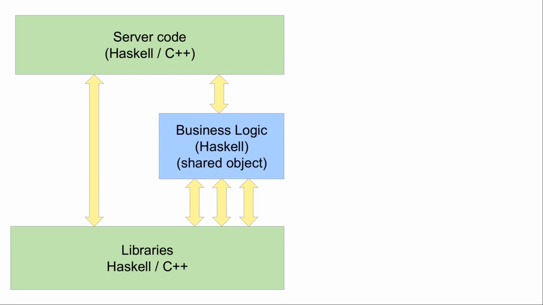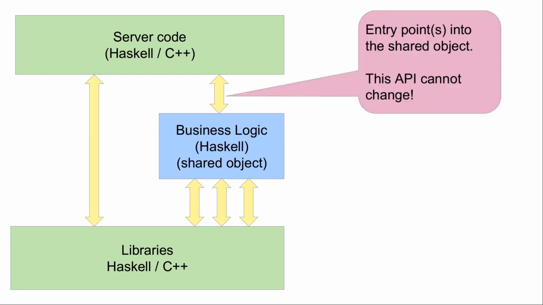Well, so we've got a couple of APIs that we have to worry about here. The first API is at the top. This API is used by the server code. The server code has baked into it the API that it's going to expect the dynamically loaded shared object to expose, and that API must be the same every time. So that has to be fixed.